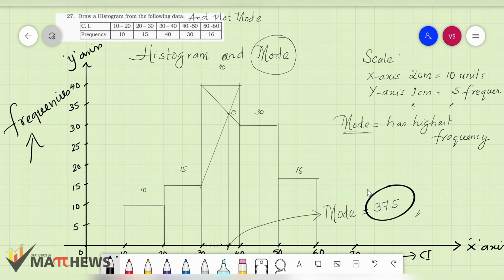I hope you have followed this. If you have not followed, go back, rewind the video, and watch it again, then you will be able to find out. Okay, right. Thank you very much. In the next video I will explain to you how to draw a histogram as well as a frequency polygon or frequency curve. Okay, thank you.